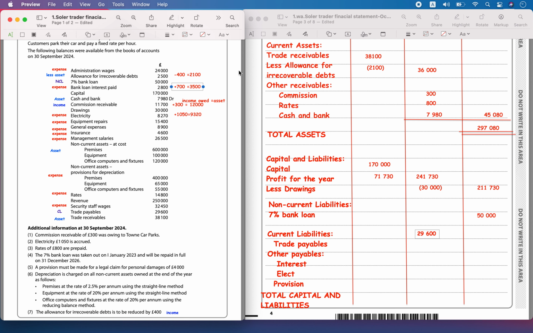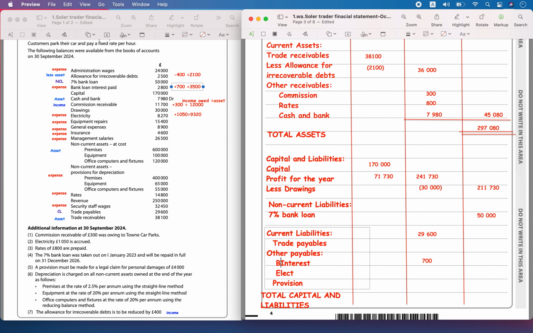Okay, so this owed expense will become a liability, a current liability. That's why the bank loan interest is going to be 700, an owed expense. Owed expense is going to be a liability. This represents the bank loan interest. Then we have the electricity. Electricity was an expense and it had got accrued. Owed expense again is a liability to the business, so a current liability of 1,050.